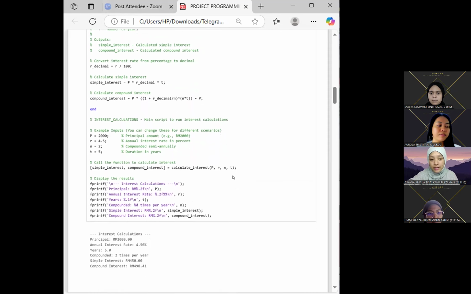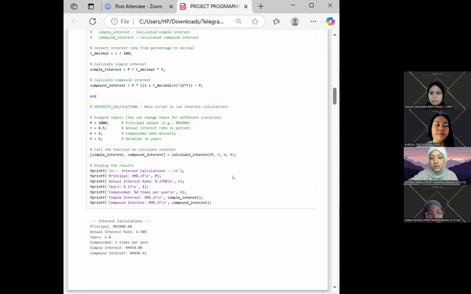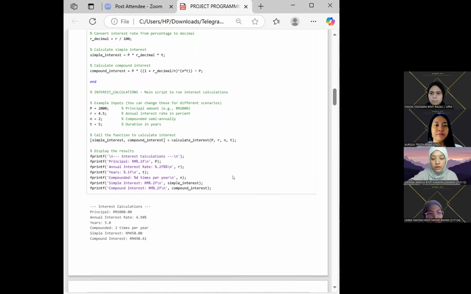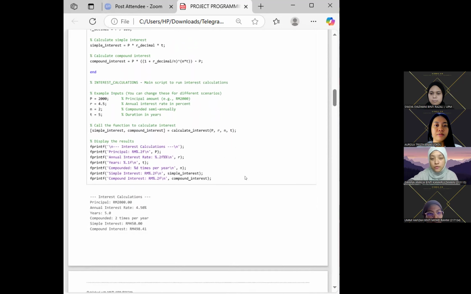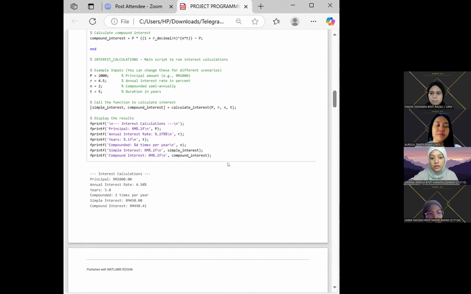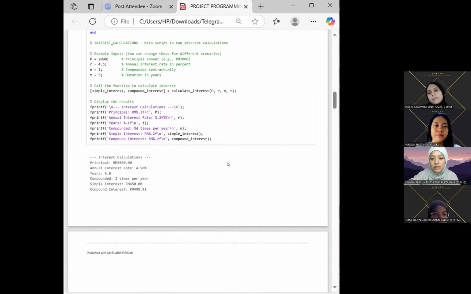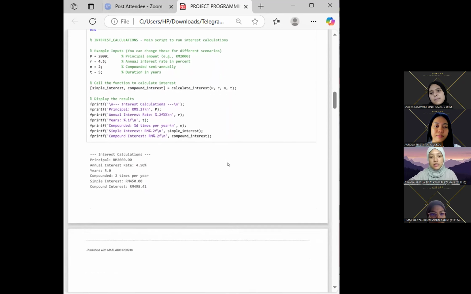So that line executes the calculations and stores the results into the variables. Finally, we print the result clearly using a printf statement, and this displays the principal, the interest rate, the time, and also how often it's compounded, and lastly, the simple interest and compound interest values. So everything is displayed with 2 decimal places and formatted neatly in Ringgit Malaysia.